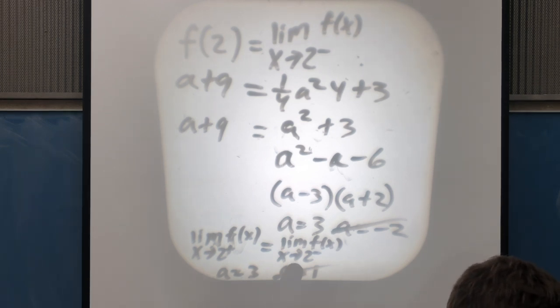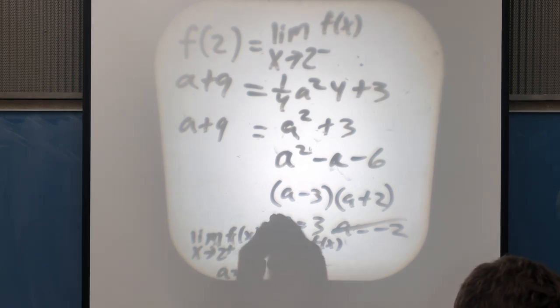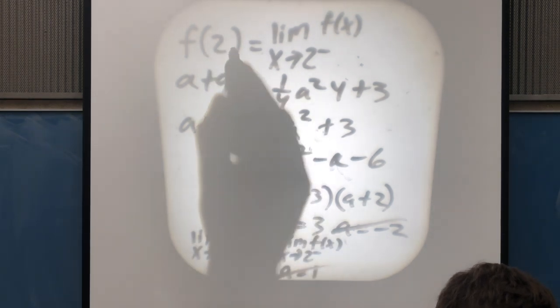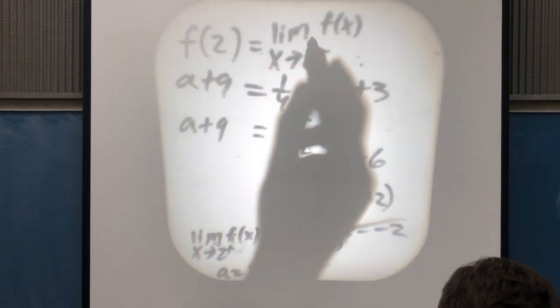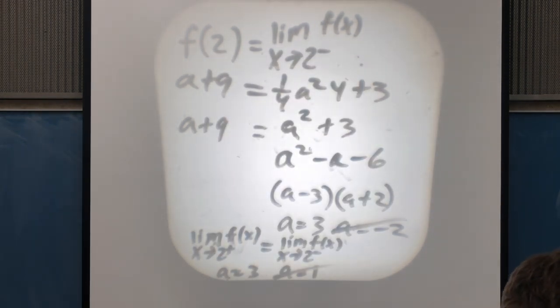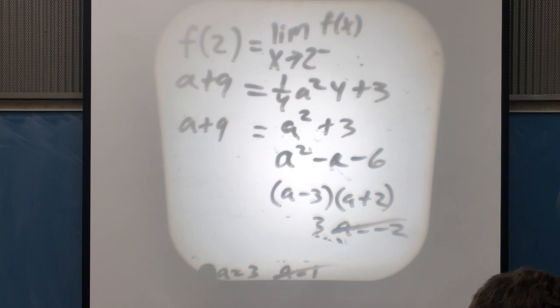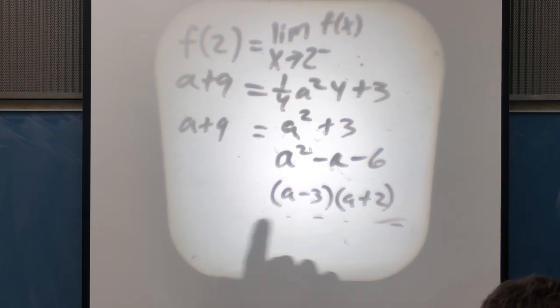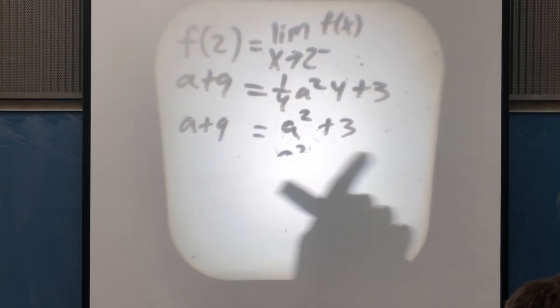So I'm left with a equals 3, which is what I got. A equals 3 when f of 2 is set equal to the limit from the left, and I got a equals 3 when the right hand limit and the left hand limit are equal to each other. So the answer is a equals 3, but just to check, I'm going to set f of 2 equal to the right hand limit also. And I should get 3 as one of the answers.